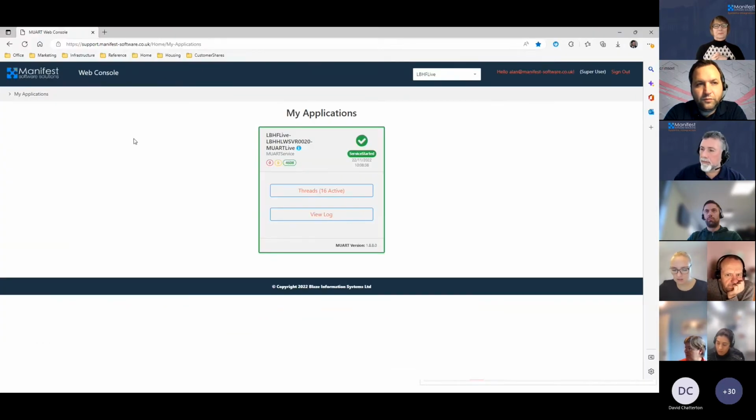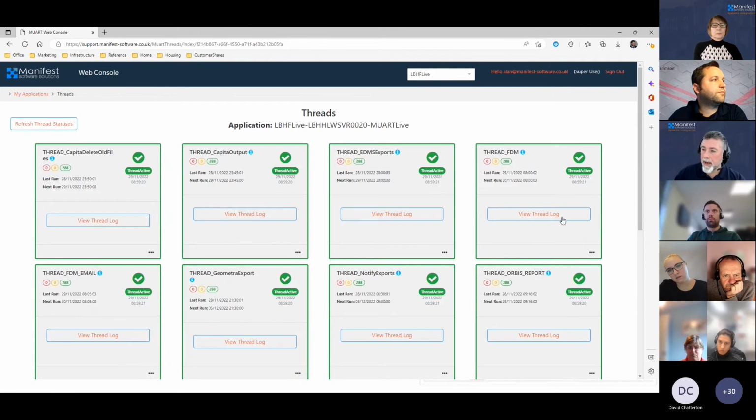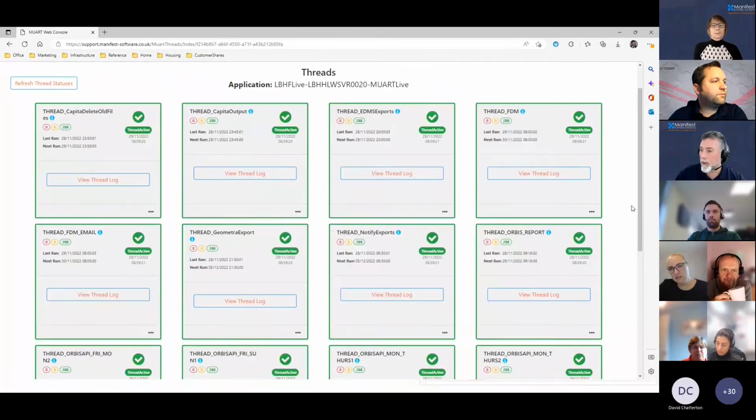We also have this, just a live dashboard, a web console. This one's Hammersmith and Fulham's dashboard, where we can see that I've got 16 active processes running concurrently on their servers at the moment. So they're exchanging data with 16 different systems potentially. And I can see that all of them are running. They're all fine, loads of green ticks, things like that. I can then drill in and actually look at the status of every single interface that they're running on their network at this current time. And this is their live web console.